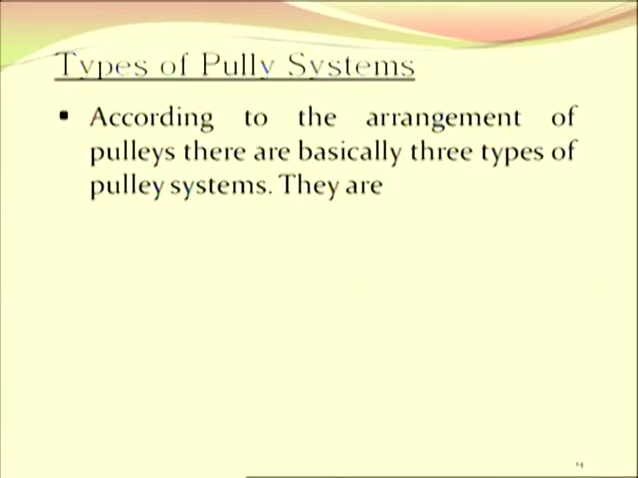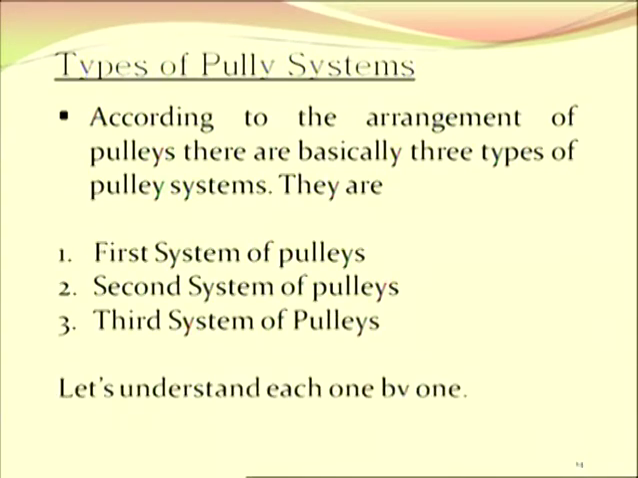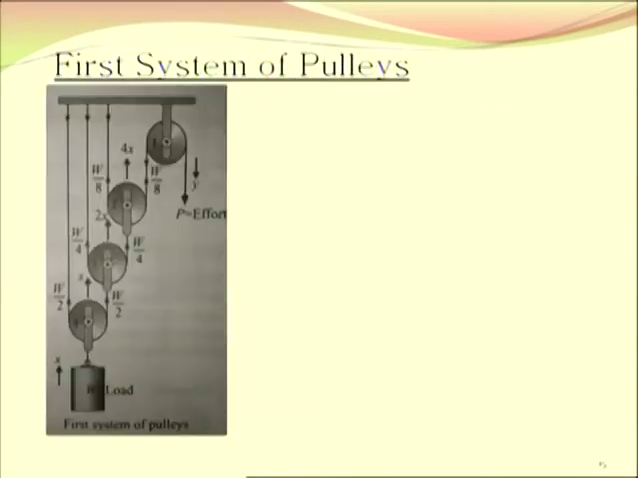Now types of pulley system. According to the arrangement of the pulleys, there are basically three types of pulley systems. They are first system of pulleys, second system of pulleys, third system of pulleys. So today let's understand each one by one. Let's start with the first system of pulleys. So here is a figure shown of first system of pulleys.